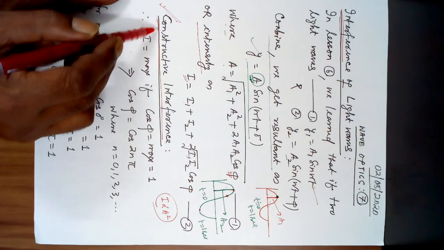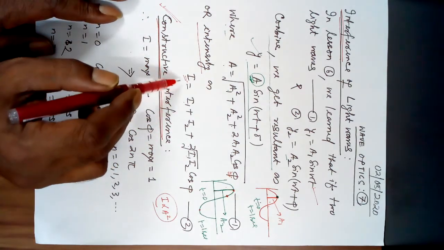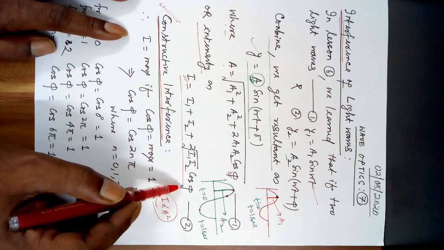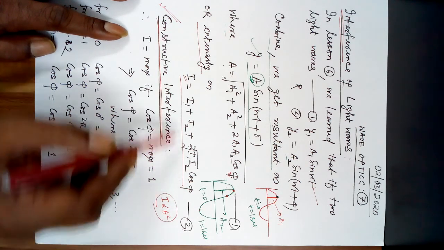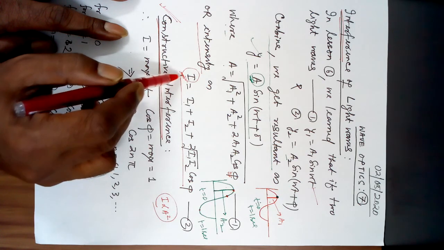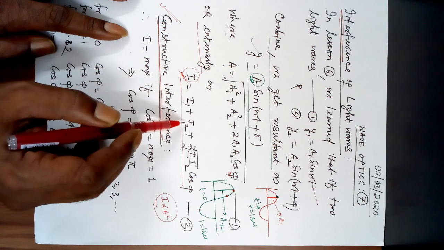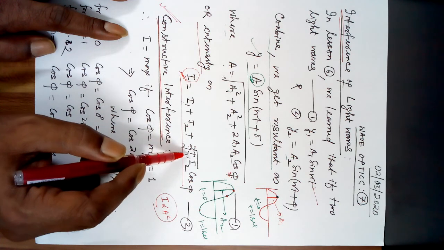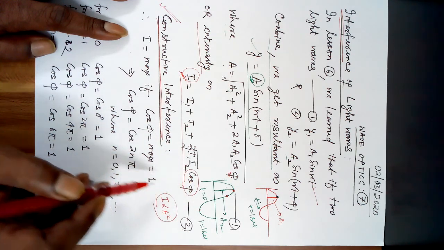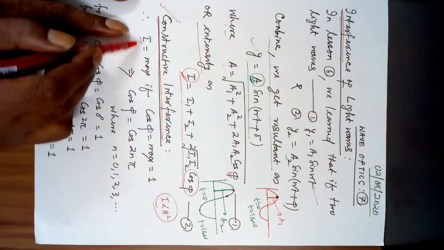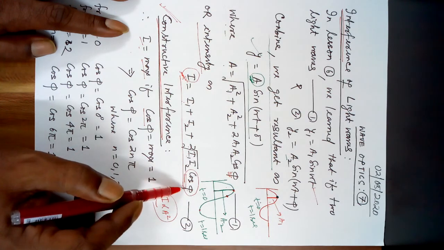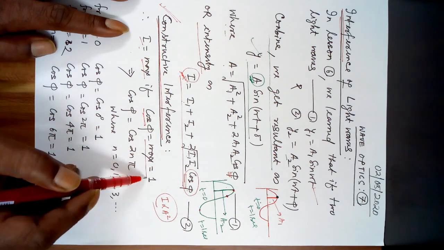So what is constructive interference? If this intensity is maximum, then the interference is called constructive. Now let us see when this resultant intensity, after combining the two waves, will be maximum. I1 is constant, I2 is constant. So everything depends on the value of cos phi. So this I will be maximum if the value of cos phi is maximum.